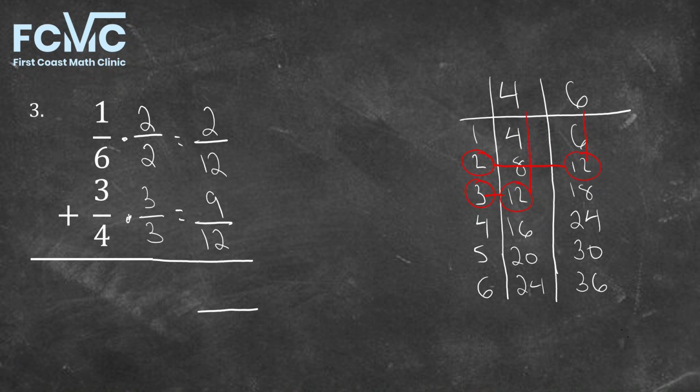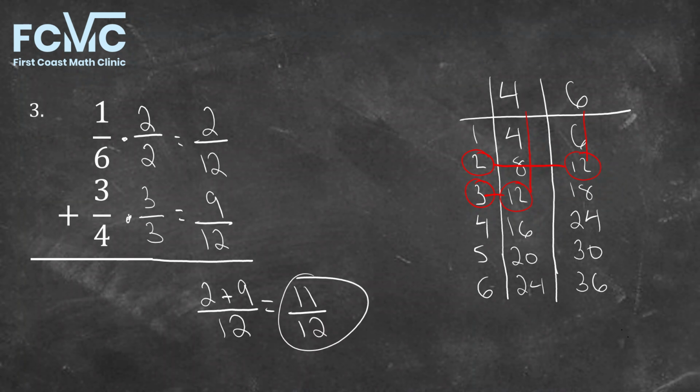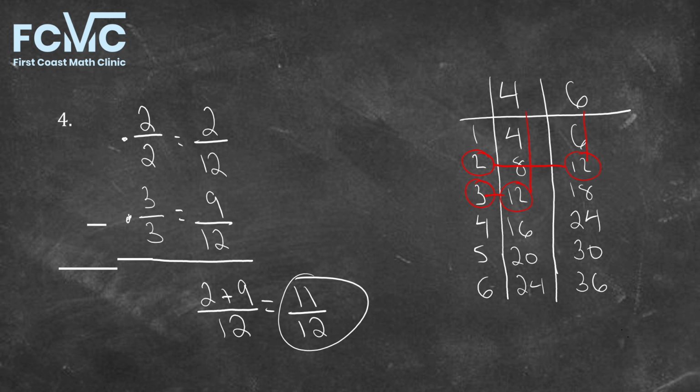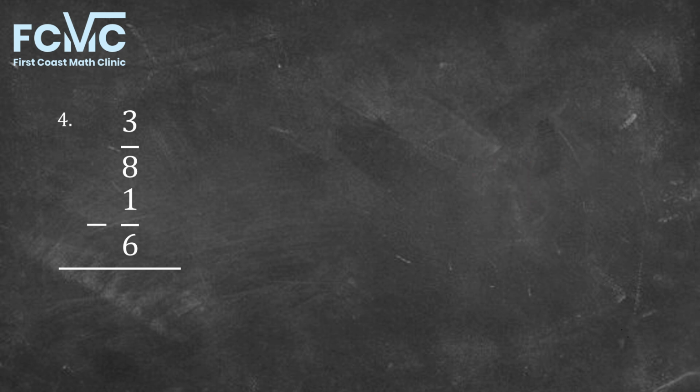And when we add this, we're going to keep our denominator, so the denominator stays. We're going to add up the 2 plus 9, and we're going to get 11 over 12 as our answer for number 3. All right, let's do one more example together. Let's move on to example number 4. So example number 4, we've got 3/8 minus 1/6. So let's start the same way, find our common denominators.